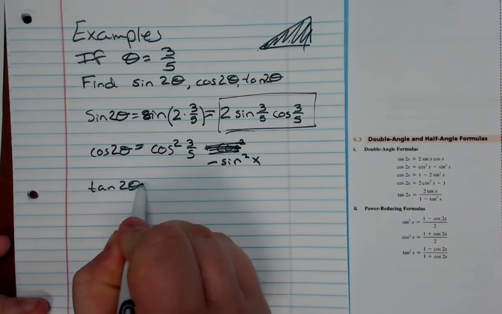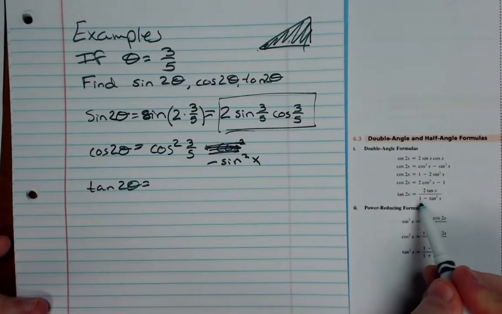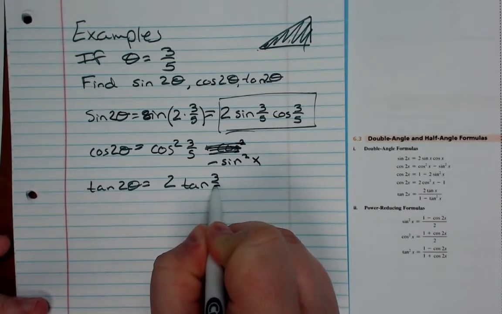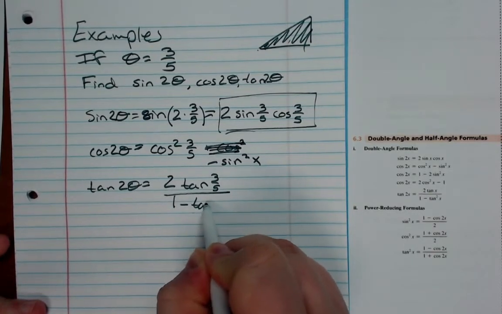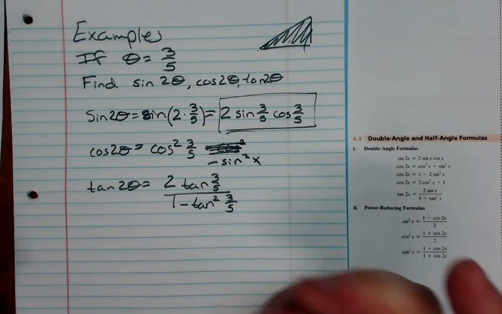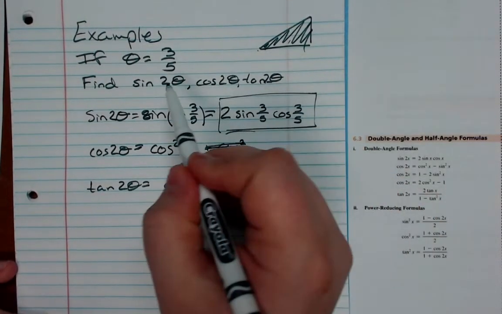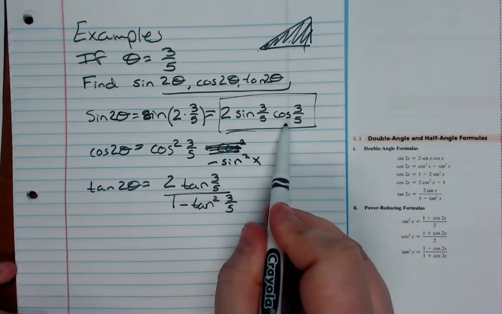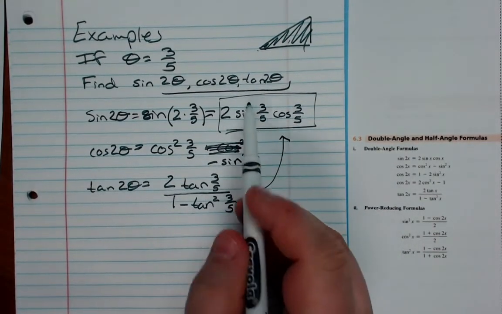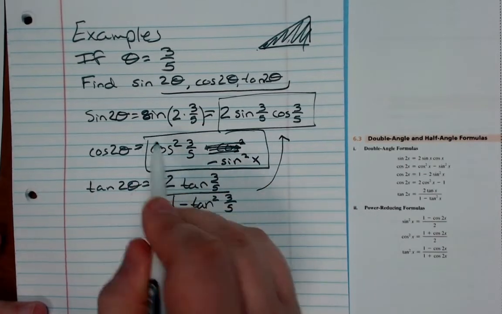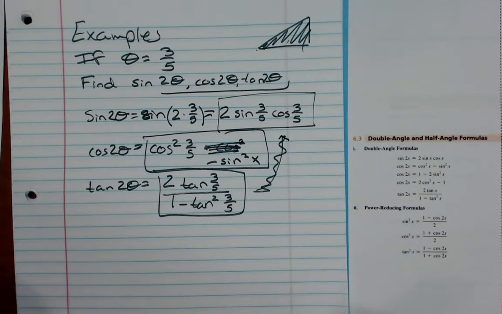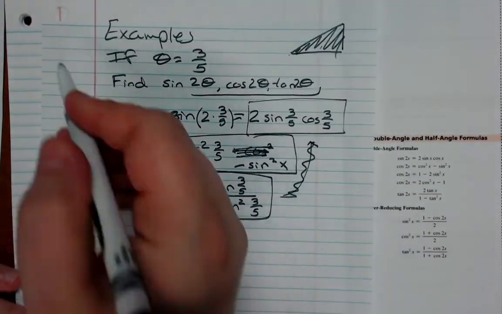Tangent 2 theta. It's just 2 tangent theta over 1 minus tangent squared theta. So that's 2 tangent 3/5 over 1 minus tangent squared 3/5. And so all we were doing there was practicing working with our trig functions. We had our 2 theta for sine, cosine, and tangent. So this is our first example.